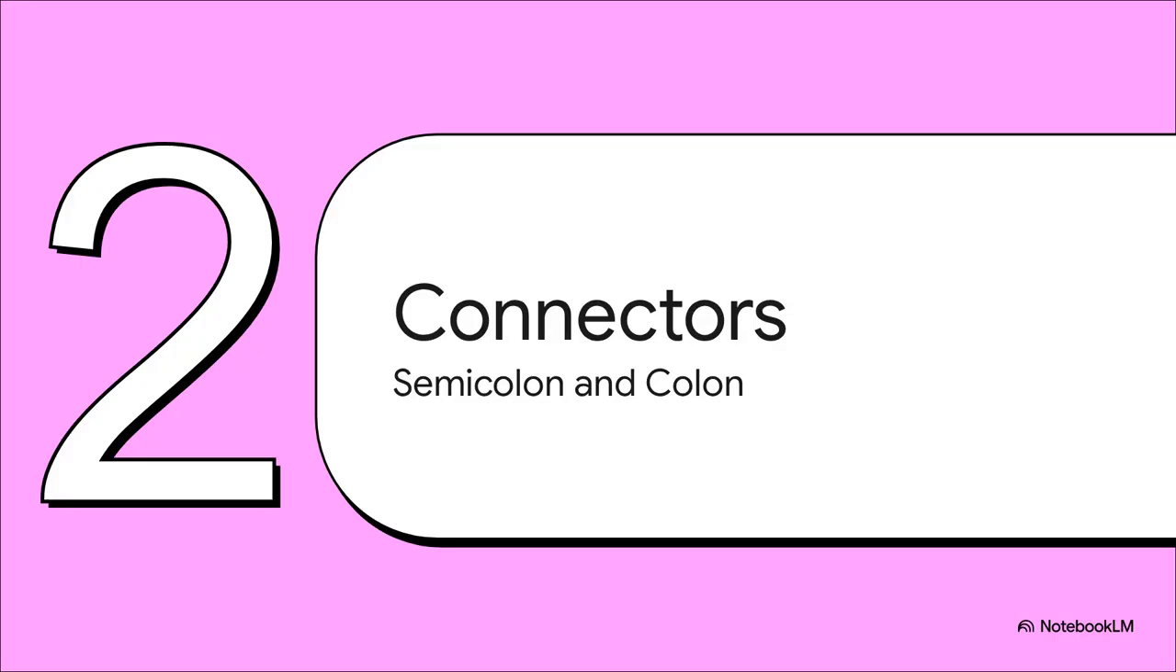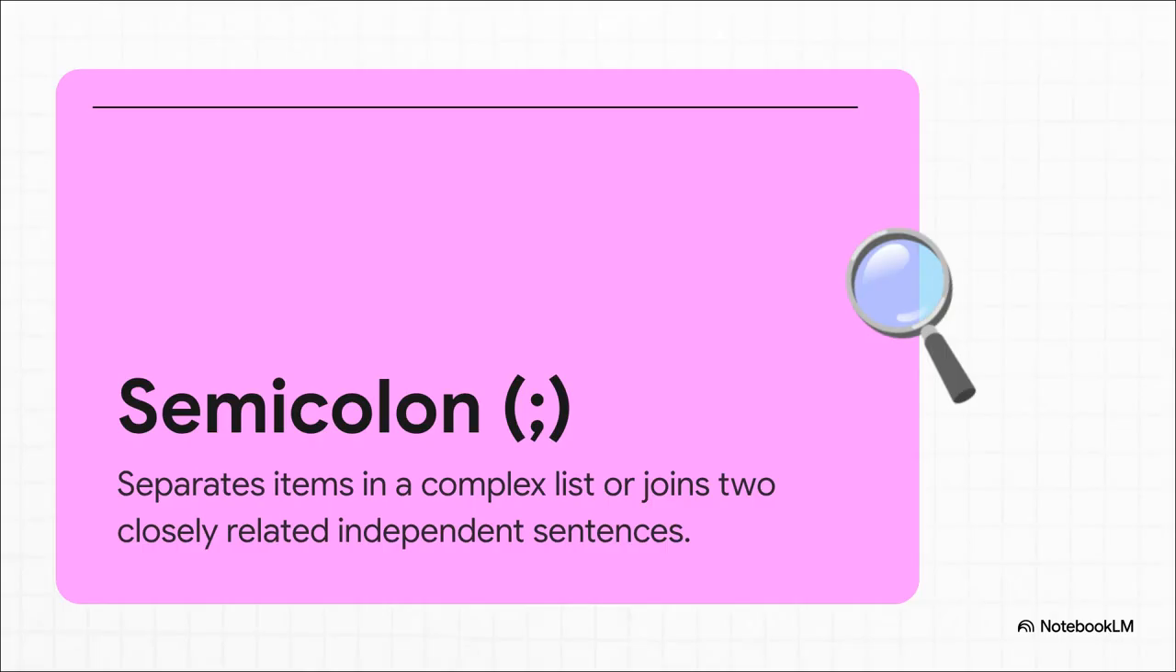Okay, so we've got the basics down. Now let's build on that and move to the connectors. These are the punctuation marks that let you create more sophisticated, more interesting links between your ideas. First up is the semicolon. Now, this is a bit of a specialized tool. Think of it as stronger than a comma, but not quite as final as a period. Its main gig is to show a really close relationship between two complete sentences, without needing a connecting word like and or because.